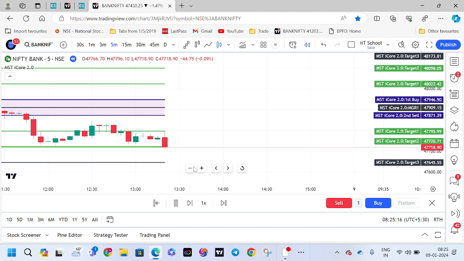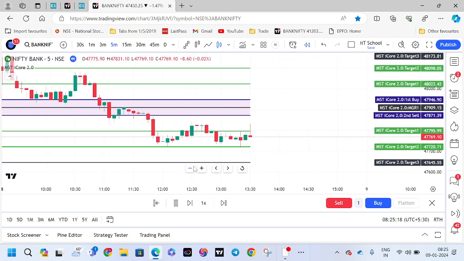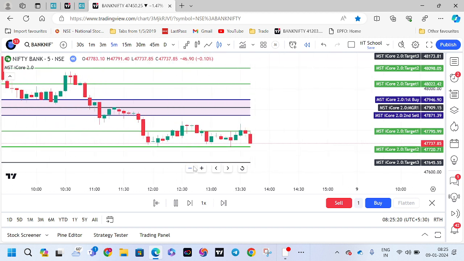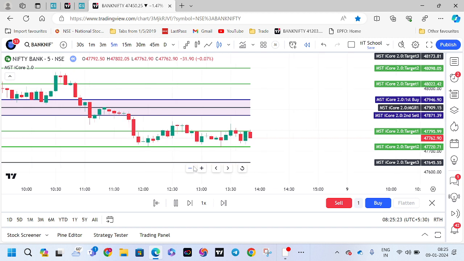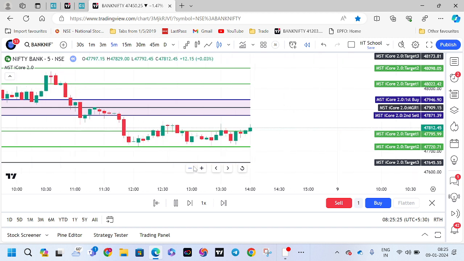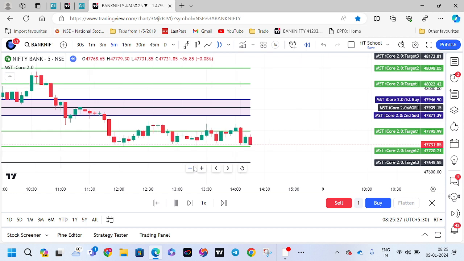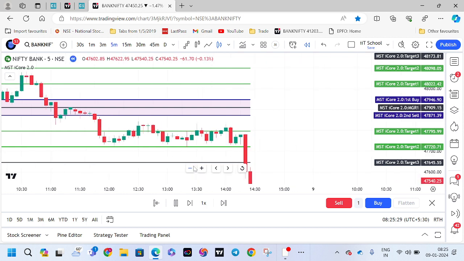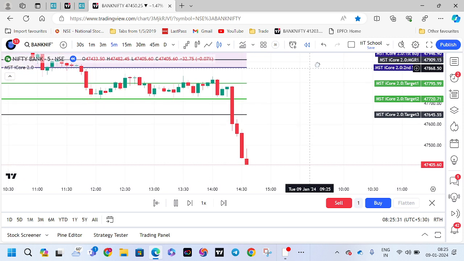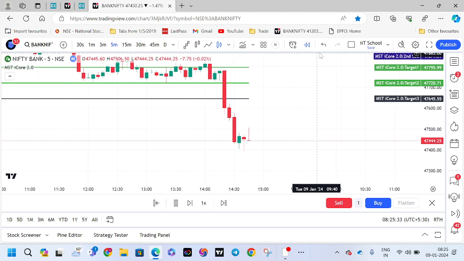If SL is hit, you should not pray to God to move the market in your favor. Instead, just follow what the system has made for you. So now 2 targets have been hit and the 3rd target is also hit. And further it is going down.